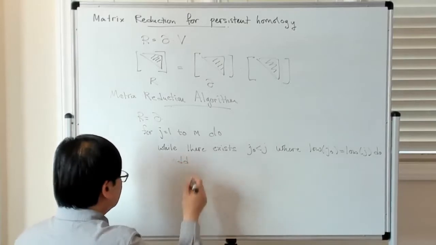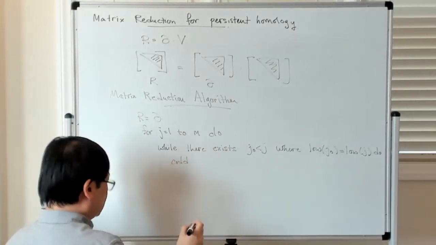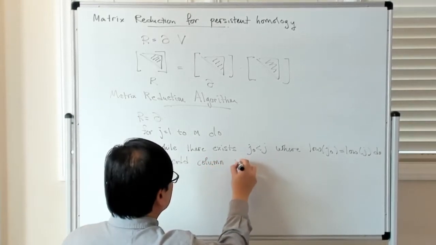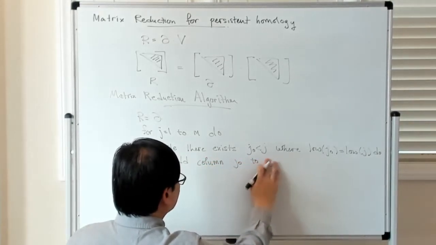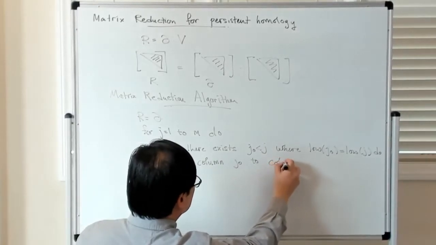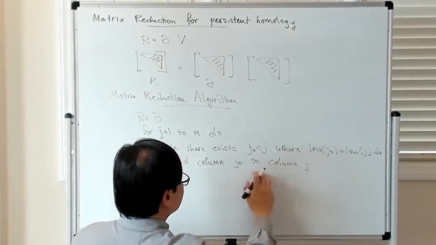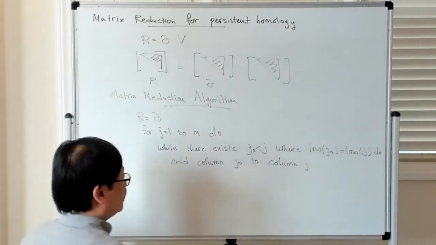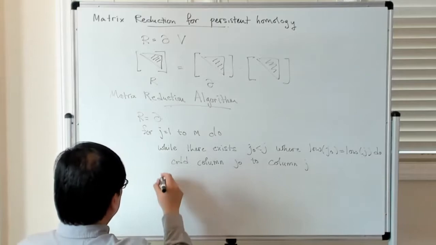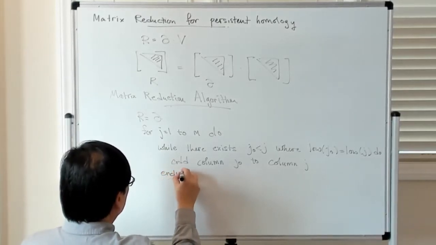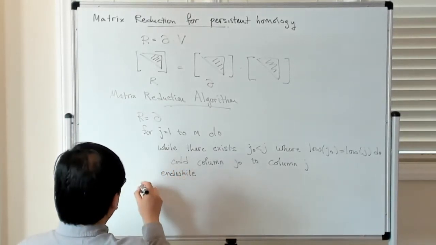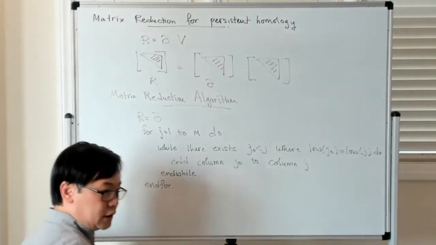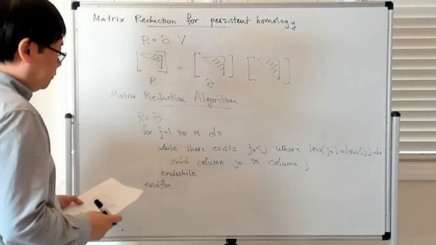So you add column j0 to column j, and that will have the effect of making these two different after this operation. Then you end the while, and you end the for statement. So that's a very simple kind of algorithm.